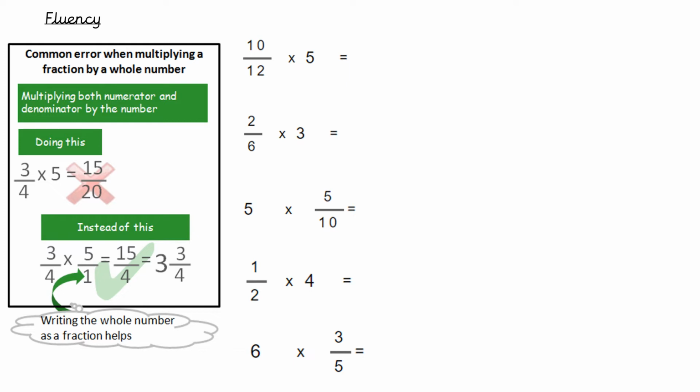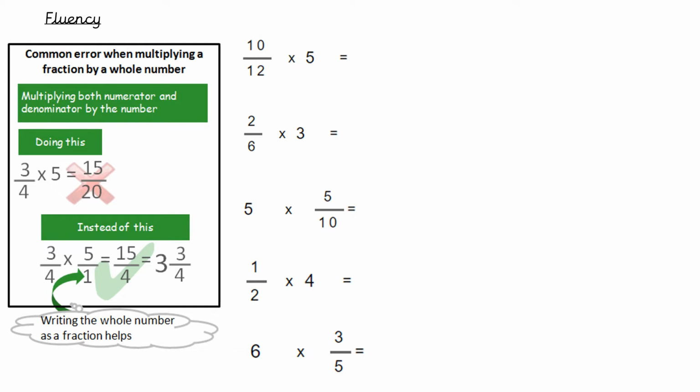Because when we're doing fractions by fractions, like we did on the last slide, we do the numerator times by the numerator and the denominator times by the denominator. A common mistake that people make here is that they multiply the numerator by the integer. So on the first example that they've got there, they would do 3 times 5 is 15, and then they do the same to the denominator, so they would do 4 times 5 is 20. That is incorrect.